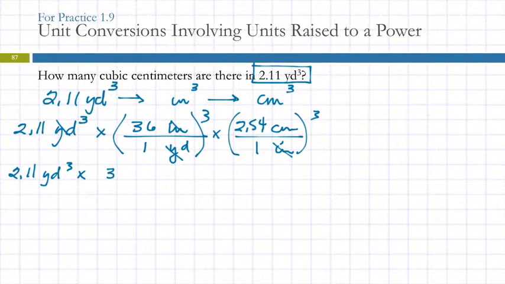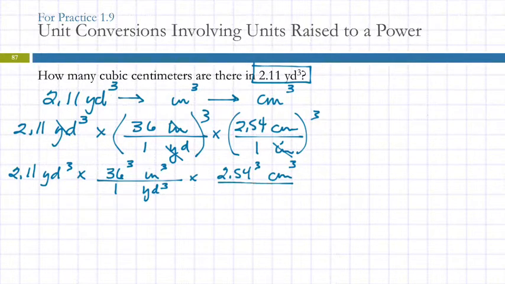So you've got 36 cubed inches cubed, divided by 1 cubed. Well, 1 cubed is just 1, yards cubed. Times 2.54 cubed centimeters cubed, divided by 1 cubed, which is just 1, inches cubed. And then we see the yards cubed cancel, the inches cubed cancel. Any questions?